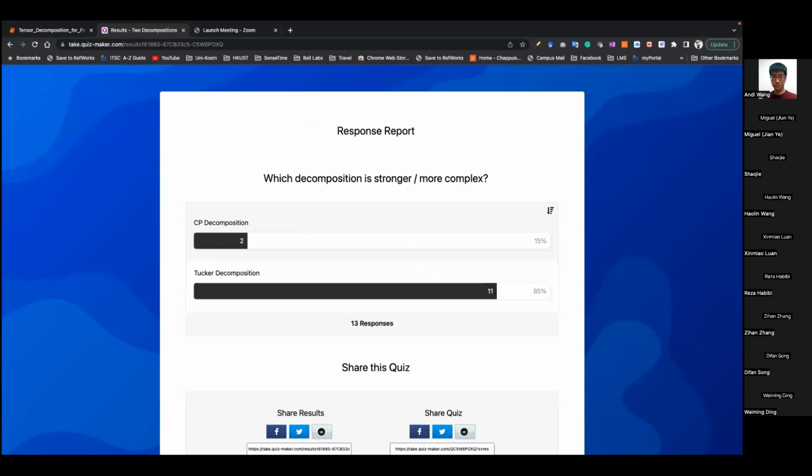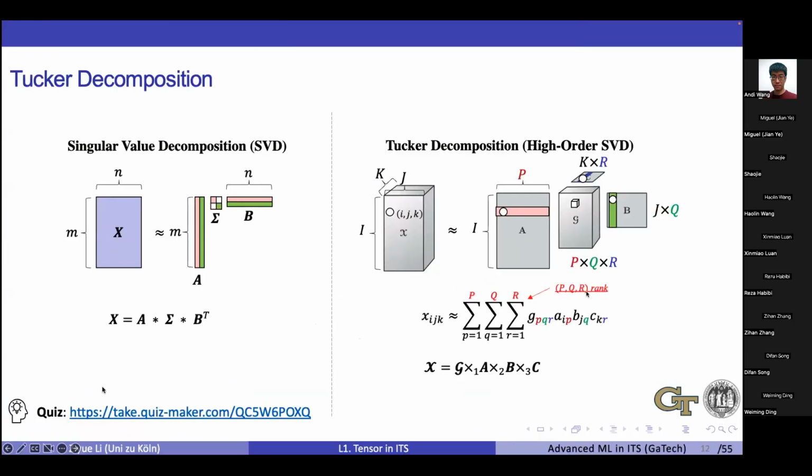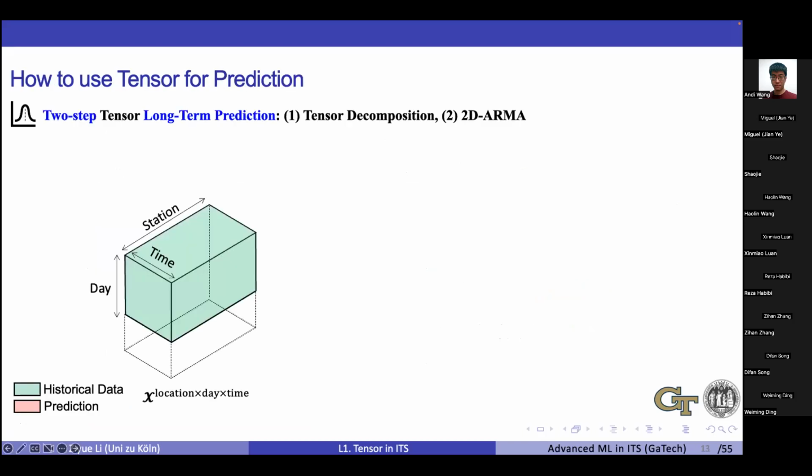Why? Because, okay, let's switch back. Because we have more rank here, the PQR. This is the rank for Tucker decomposition, which means it actually has way more parameters to be learned than the CP decomposition, which means the Tucker decomposition model is generally more complicated than CP decomposition. So if we have really complex data, maybe it's better to use Tucker decomposition to capture the complex data behavior. So this is Tucker decomposition.